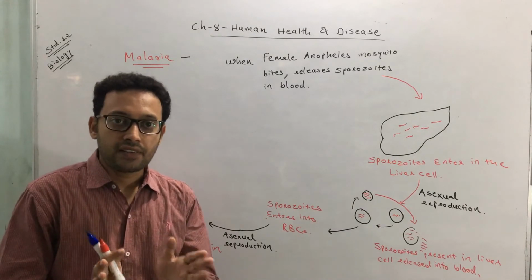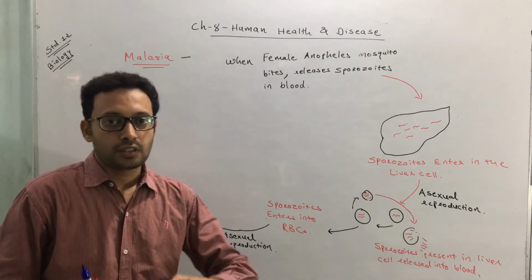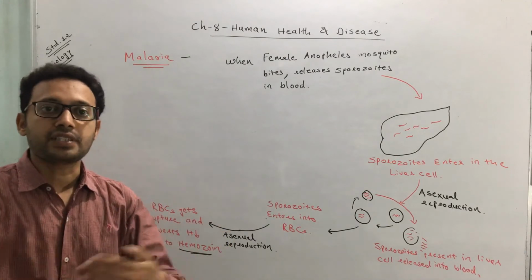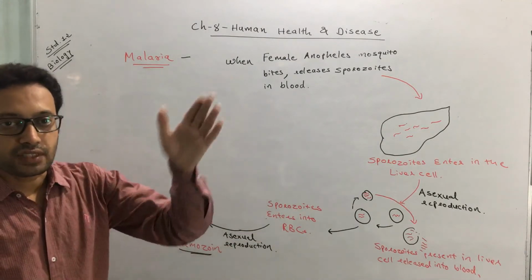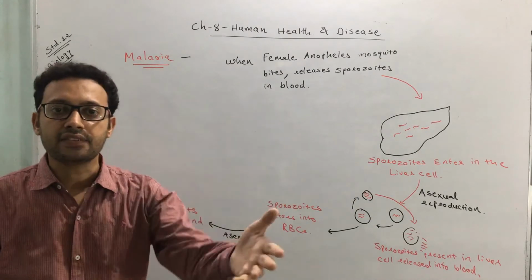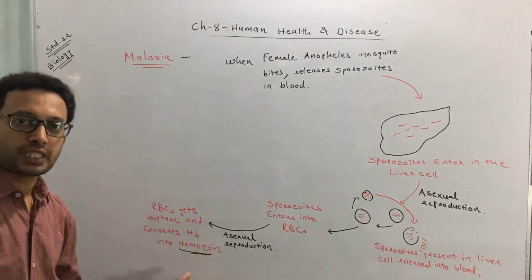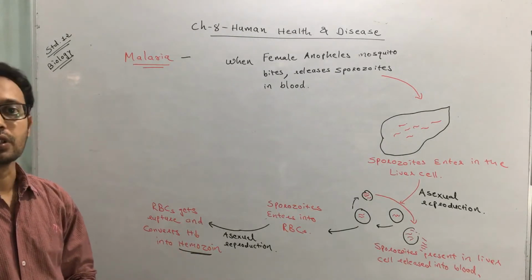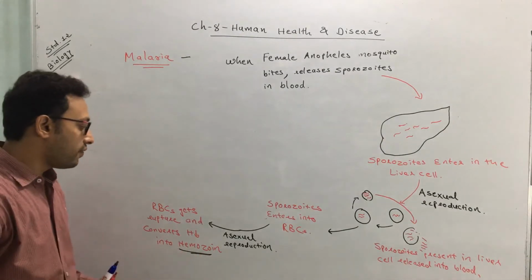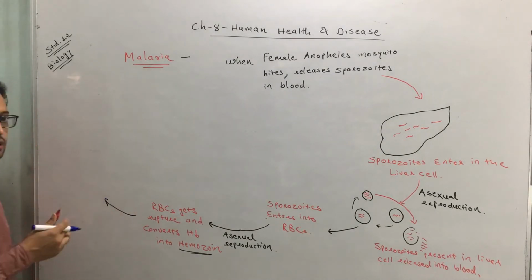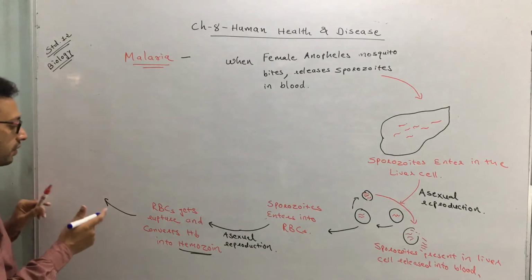You feel very cold, and the body temperature goes on increasing. That's a fever, and usually it is repeated every 3 to 4 days. After 3 to 4 days, it subsides, and again the fever occurs. Those chills and fevers are due to the formation of a toxic material called hemozoin. Now what happens after this?